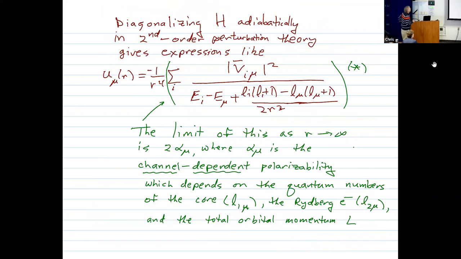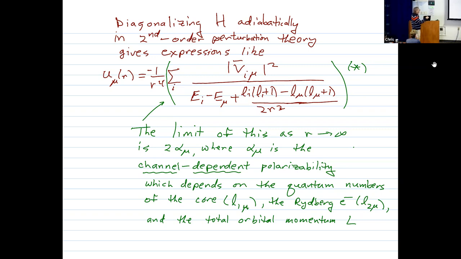So basically, if you look at this Hamiltonian adiabatically, in second order perturbation theory, you'll get terms like this where you sum over all the states of the ion. This coupling matrix element squared is divided by an energy denominator. But there is an interesting difference because the centrifugal terms were included in the adiabatic Hamiltonian. They show up in this denominator.